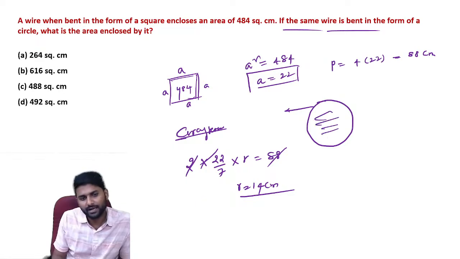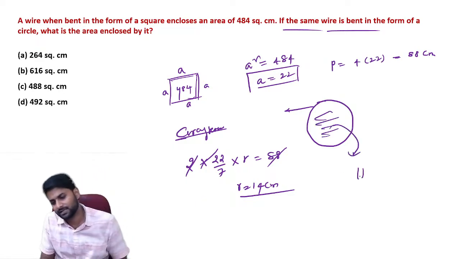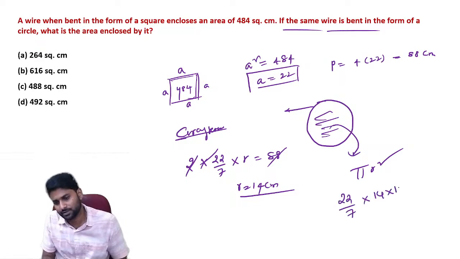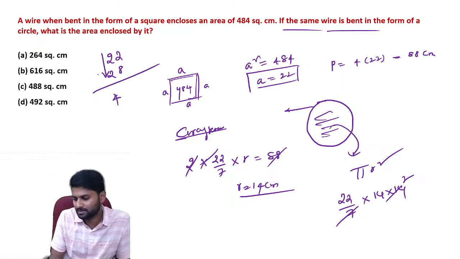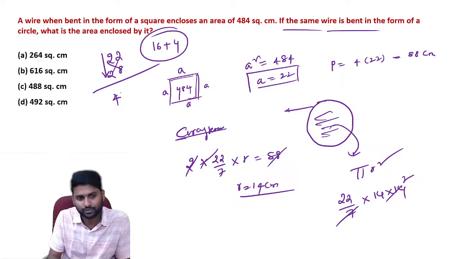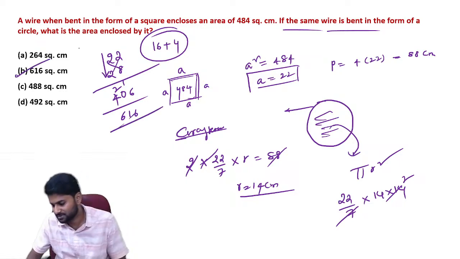Now, what is the area enclosed by it? So area is pi r square. 22 by 7 into 14 into 14. This is exactly 2 times. If 22 is multiplied with the 28, use this method, cross multiplication. So 2 into 2 is equal to 4. Cross multiply them. 8 into 2, 16. 2 into 2, 4. Total value is 20. Then the total value is 616 square centimeters.